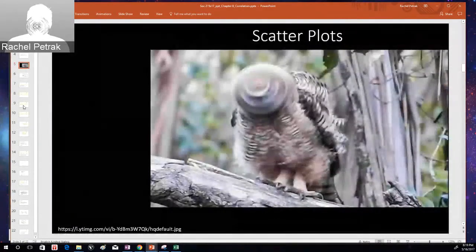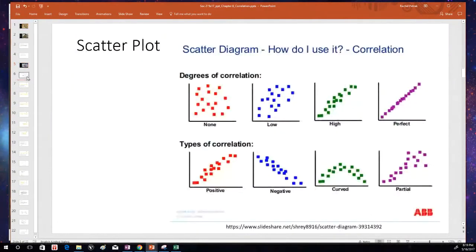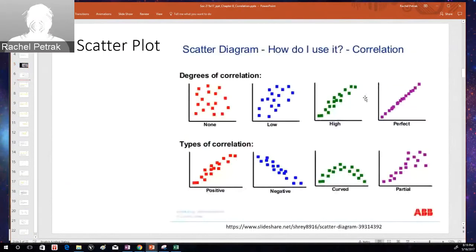Now let's take a look at some scatter plots and get some practice just identifying what kinds of correlation we're looking at, what different strengths and directions look like. So here we have several general types of correlation. We talk about correlation in terms of degree. If there's no correlation, the scatter diagram will be very dispersed like this. And as the correlation gets higher and higher, you see the points clustering more closely to the line.